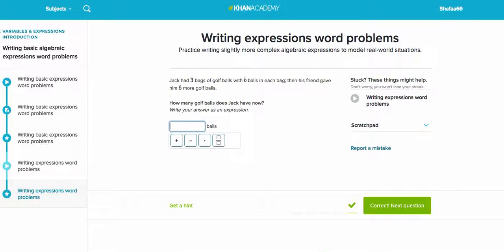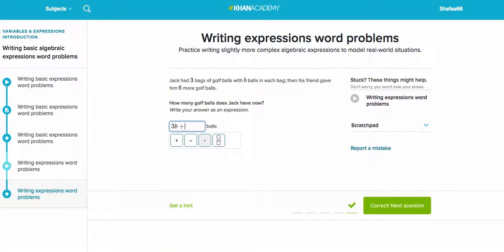In order to find how many balls there are in total, we need to multiply them. Three bags and B balls. Because we don't know the value of B, we're just going to write the expression. So we can do three multiplied by B, or, to be quicker, you can just do 3B, because when a letter is next to a number, that means you multiply them, and B has no value.